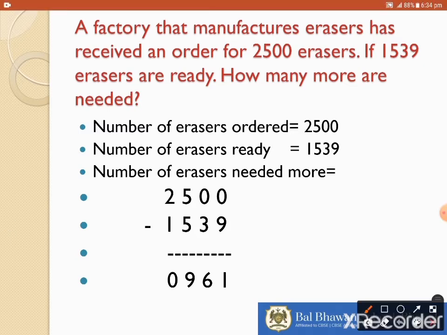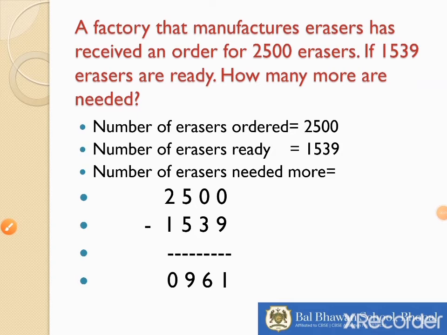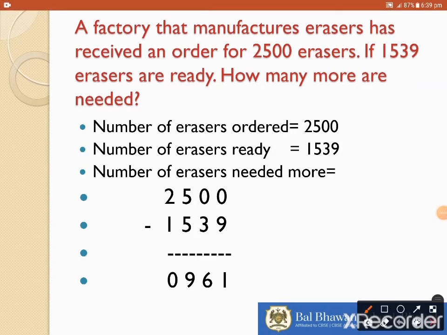So the number of erasers that are ordered in all are 2,500 and the number of erasers that are ready are 1,539. So to find out the difference between them, we need to do subtraction. And for that we have to do 0 minus 9. 0 minus 9 is not possible because 0 is smaller than 9. So we will borrow from the next digit. Next digit is also 0. So we will borrow from 5. 5 will become 4. This will become 10.